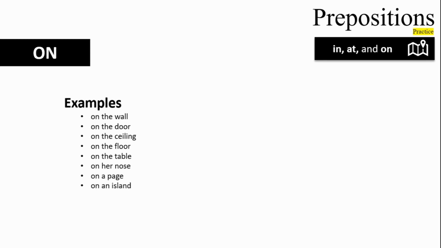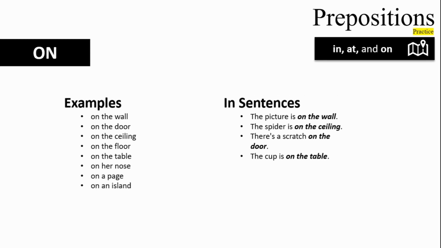Here are some example sentences. The picture is on the wall. The spider is on the ceiling. There's a scratch on the door. The cup is on the table.